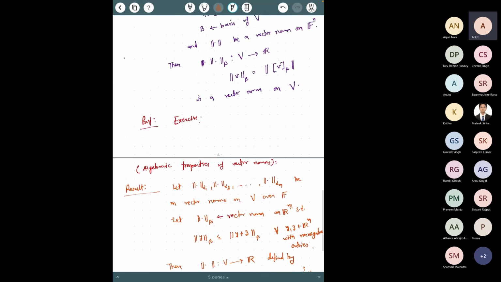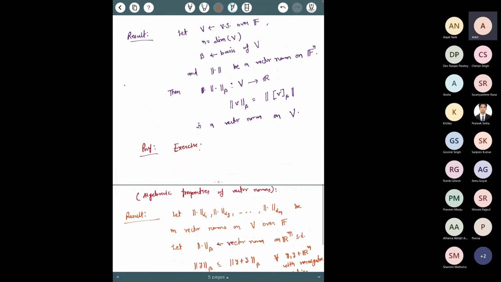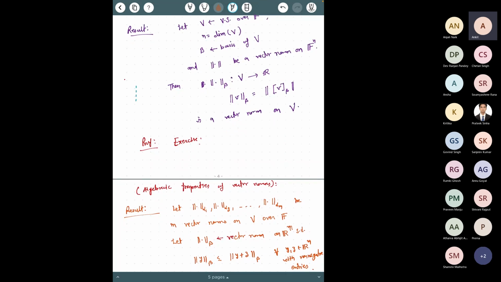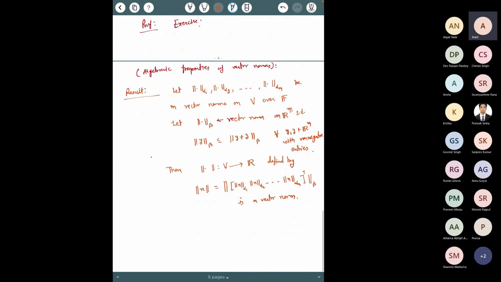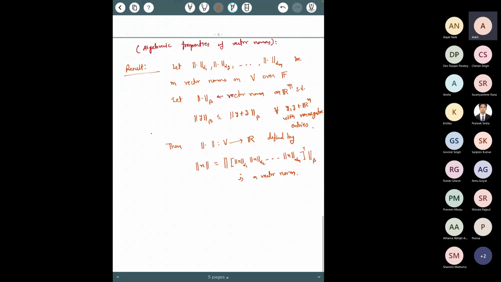So we already know how to define a new norm from some norms from the previous result, and now this result gives us another way to define a norm. Now the proof is, again, not difficult. You just have to use the basic definition of norm, how to prove some function is a norm. But while using that, you also need to use the fact that these are norms on V, and this is also a norm on Rn. So these properties you have to use, but then you can prove this.